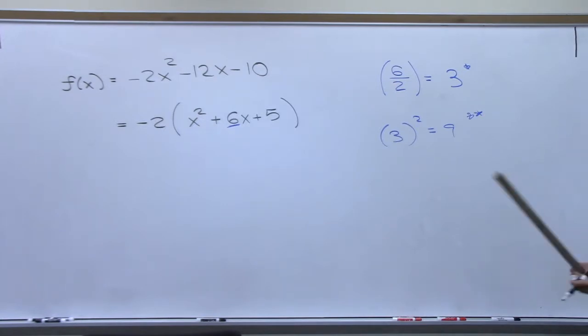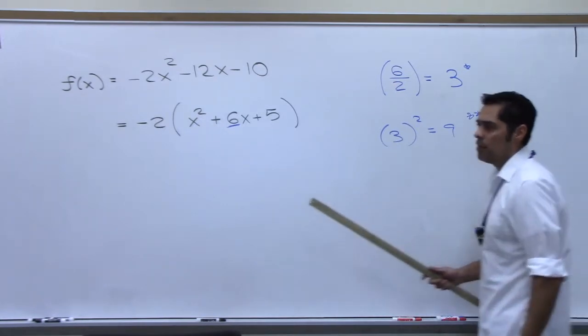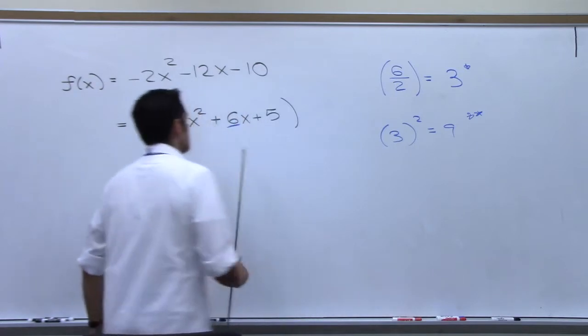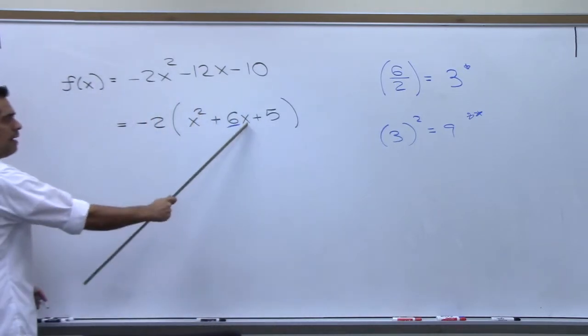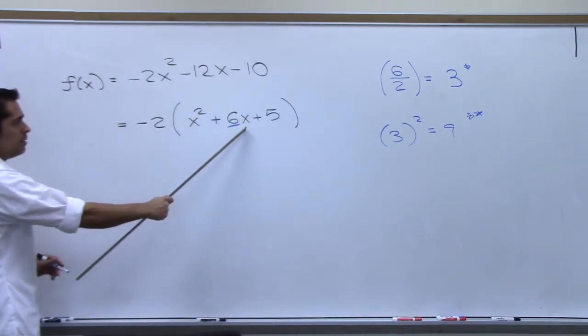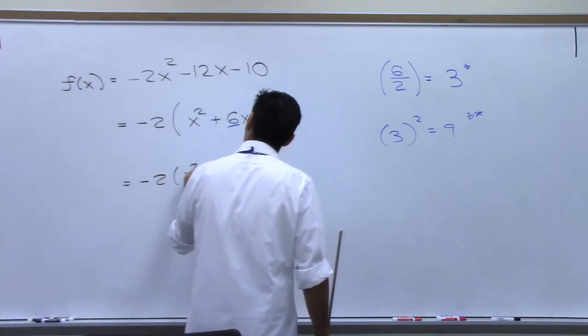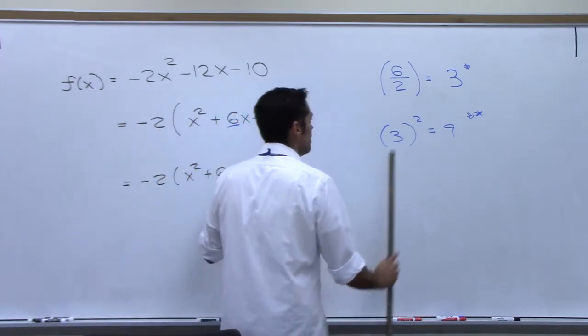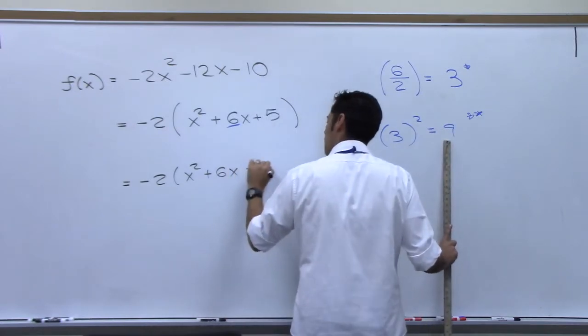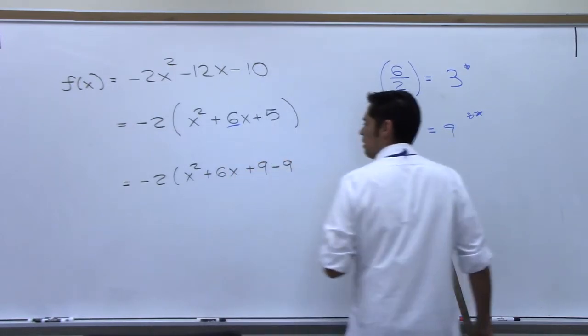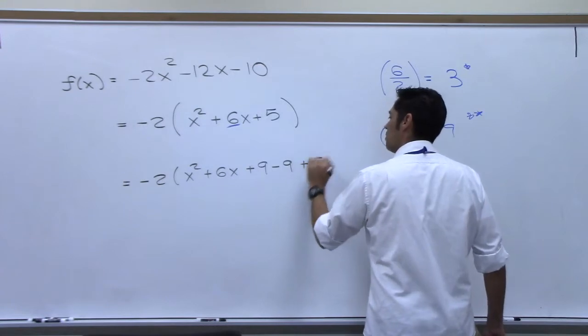Yeah? So I'm going to see a hidden 0. I'm going to realize it. Where am I going to place the hidden 0? After 6x. So I'm going to rewrite -2 times x squared plus 6x, and then what? Plus 9 minus 9 plus 5. Close my parentheses.